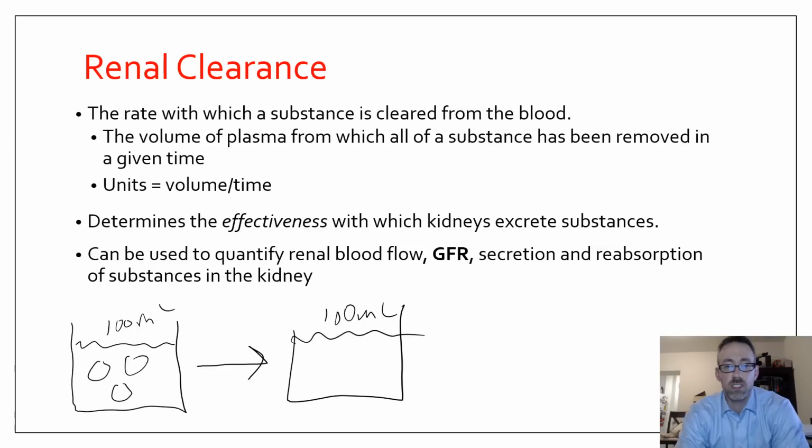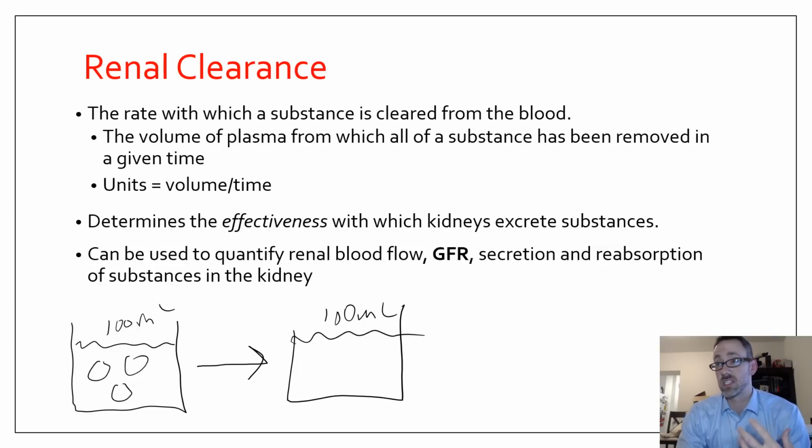That's how this works. And we're basically looking at this because we want to know how much volume was cleared of a substance, because that helps us determine the effectiveness with which a kidney can excrete substances. How readily can it clear the blood of a substance? At the same time, we can use the value of clearance of these substances to quantify things like the volume of renal blood flow and the GFR, for example. And in addition, we can use it to figure out if a substance, based on its clearance, is being secreted or reabsorbed by the kidney. So we can use clearance for multiple things.